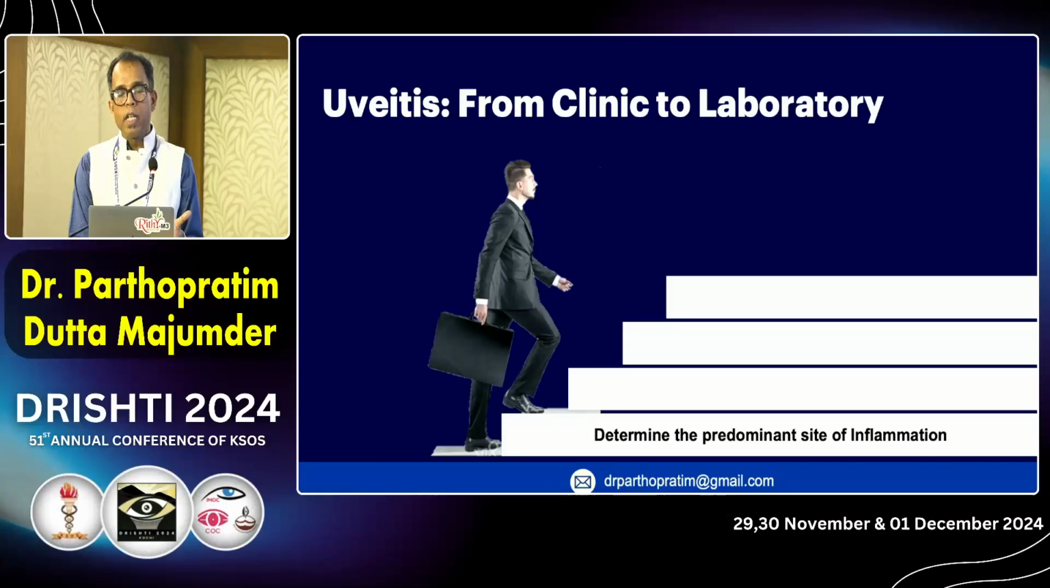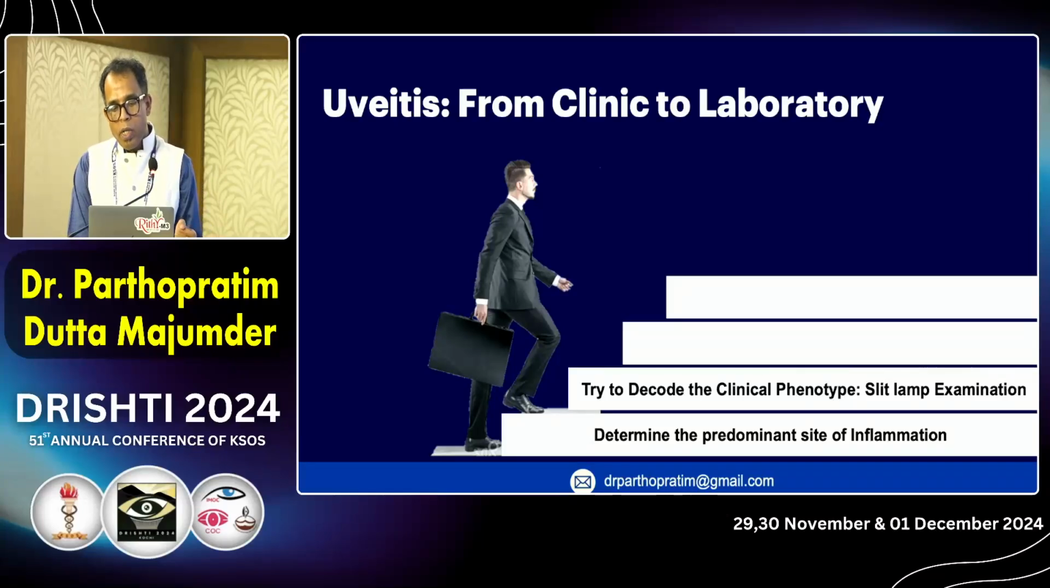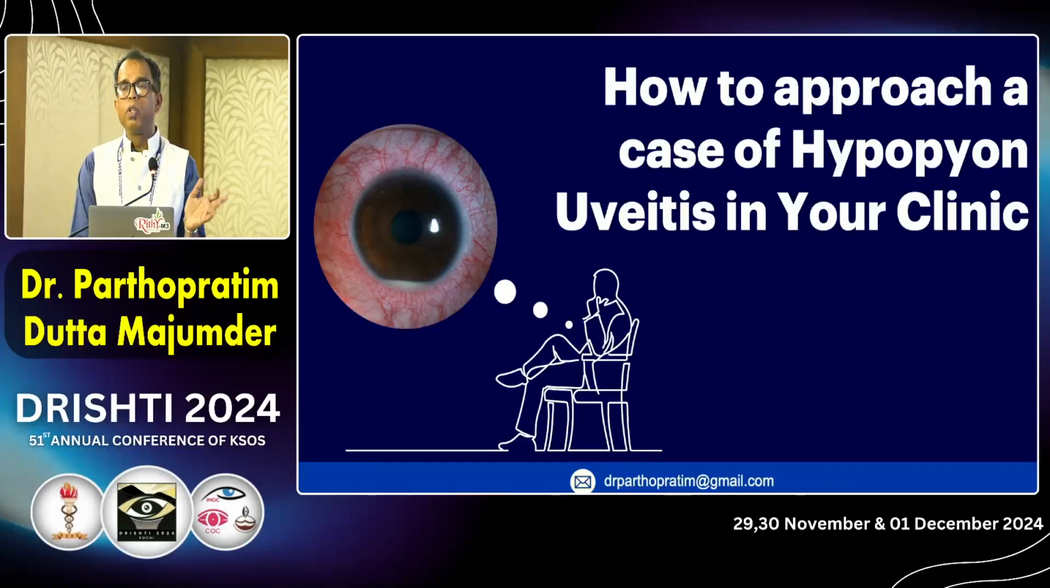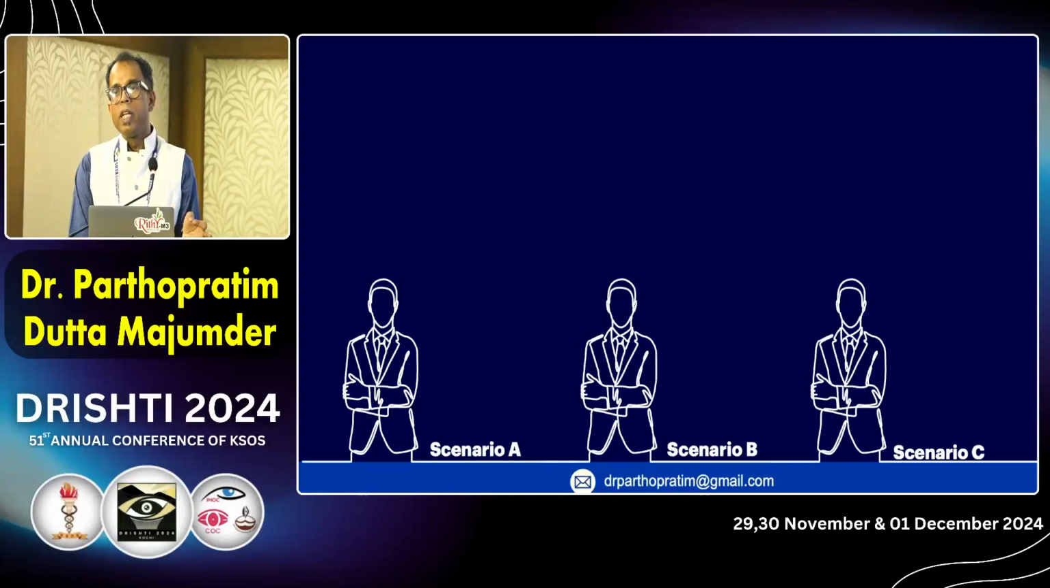Determine the predominant site of inflammation, which Risha pointed out so nicely with color atlas-like photographs. Try to decode the clinical phenotypes, do a slit lamp examination, take a meticulous history, and also look for the systemic signs. So I'll just follow Risha's path and I'll give you 3 examples of how to approach a case of hypopyon. For example, we can divide it into scenario A, scenario B, scenario C.